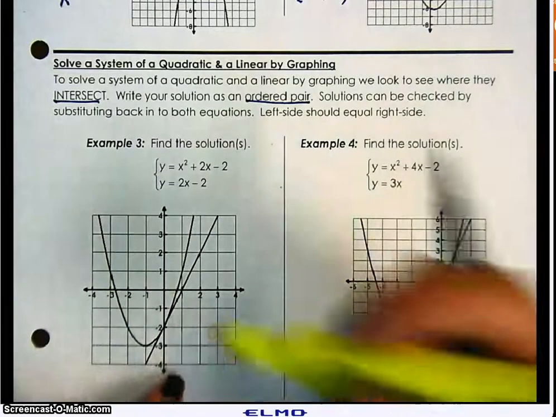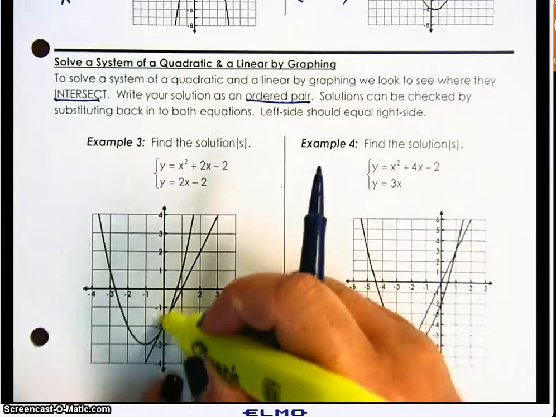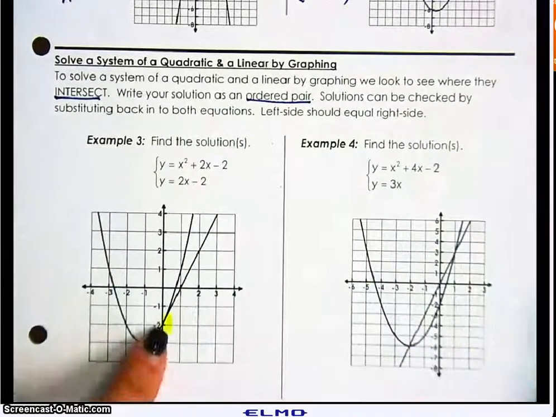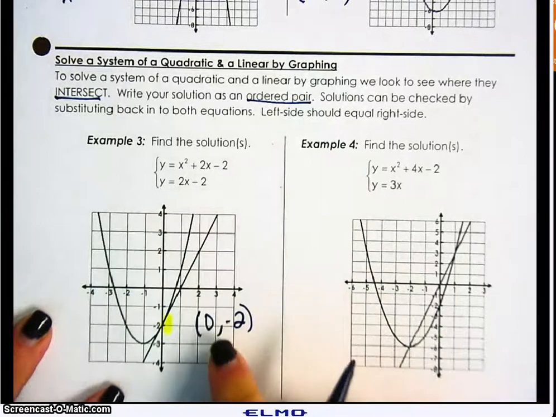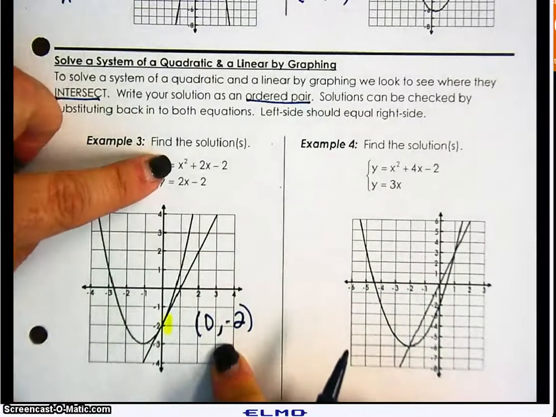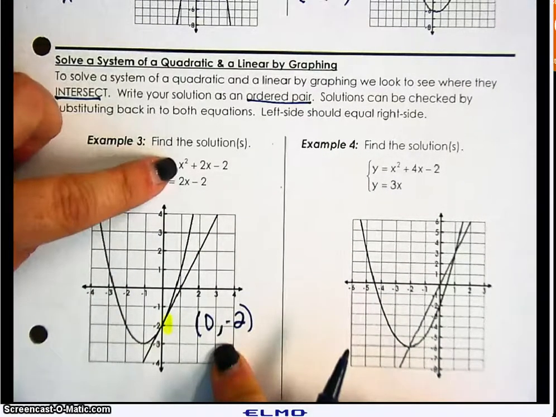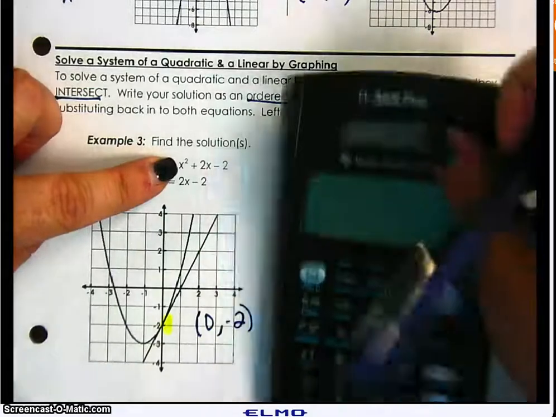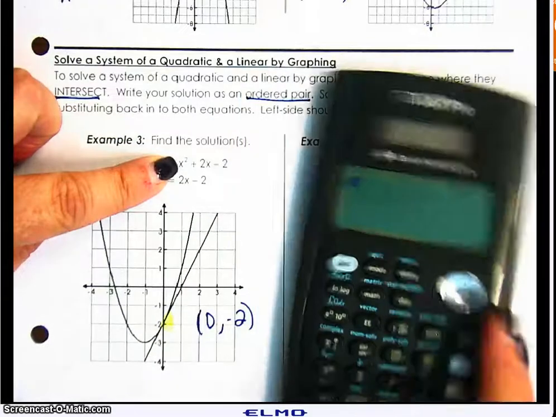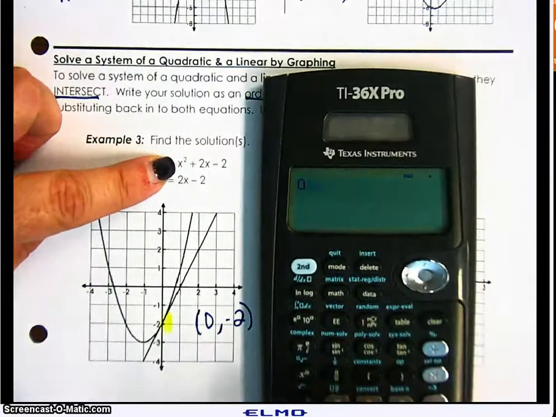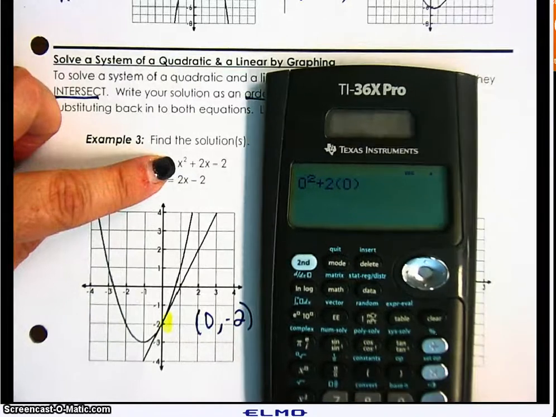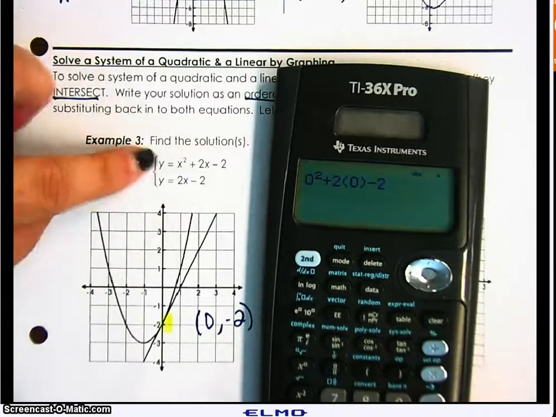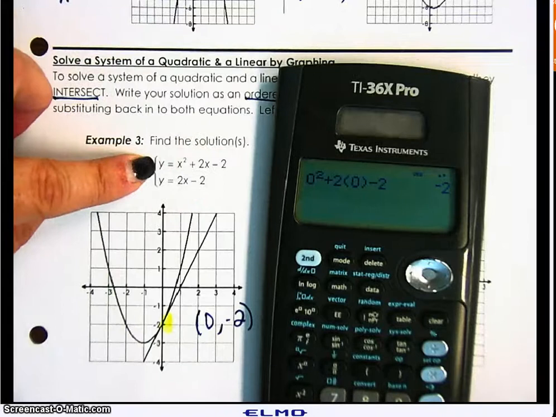So on this problem, it's hard to tell, but it looks like it's somewhere right in here. So it looks like it is at 0, -2. And if I wanted to check, I would plug this in. And I could use my calculator, 0 squared. I'm going to plug everything in on this right side. Plus 2 times 0 minus 2. When I plug this in, I should get -2 as my answer, and I do, so it checks here.